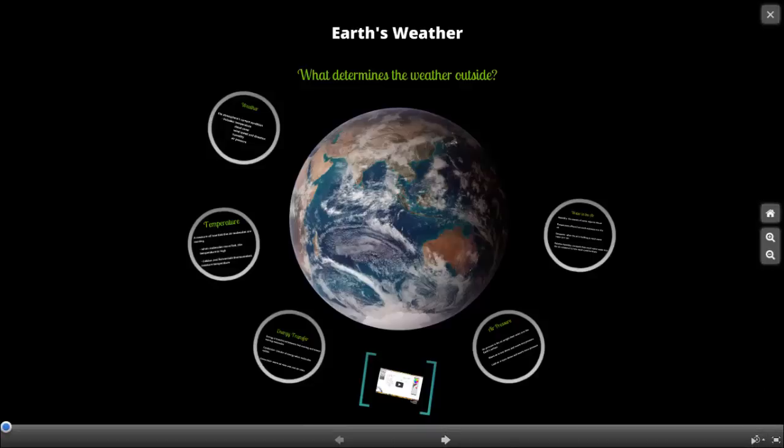Today we're going to be talking about the Earth's weather, and this is kind of building on what we've already talked about with the atmosphere. We've talked about how the troposphere is the layer where all the Earth's weather is going to be occurring. So today we're going to talk about why we have the different types of weather that we do. We're going to talk about differences in temperature, and we're also going to get into precipitation and how much water vapor there can be in the air at one time. So we're going to try to figure out what determines the weather outside. Why do we have the weather that we have?